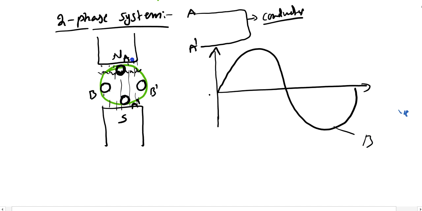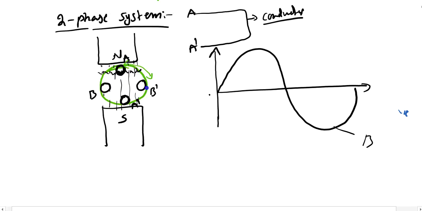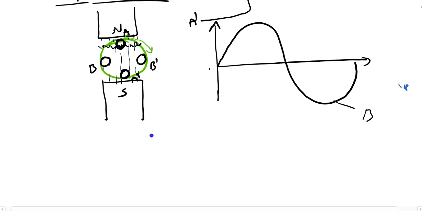if you see the angle difference between these two coils, can you say what exactly the angle difference is between these two coils, from A to B? Exactly, the angle difference between coil A and coil B is 90 degrees, isn't it? From this point to this point, this is the B dash and this is B. So the angle displacement between A and B is nothing but 90 degrees.